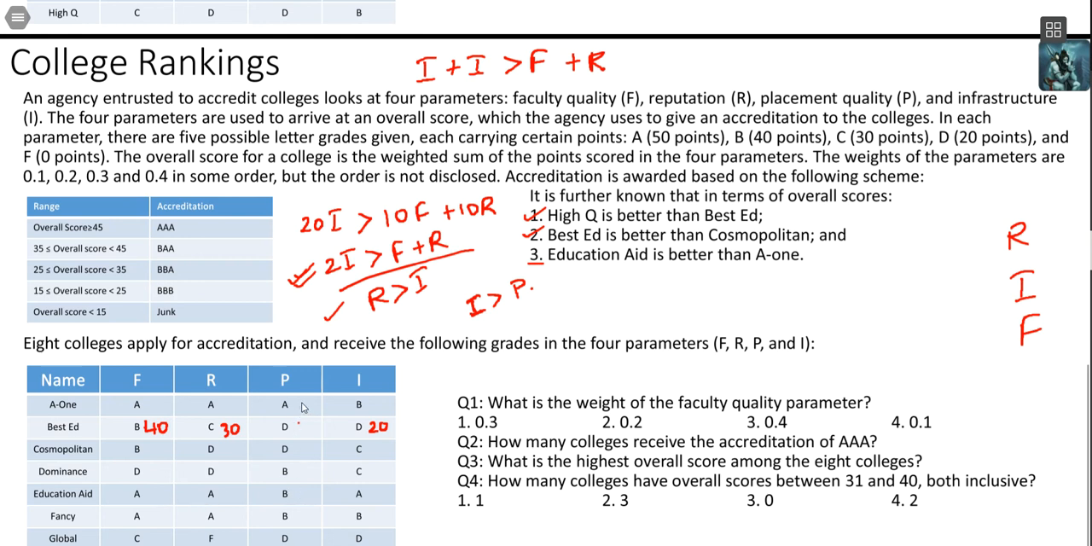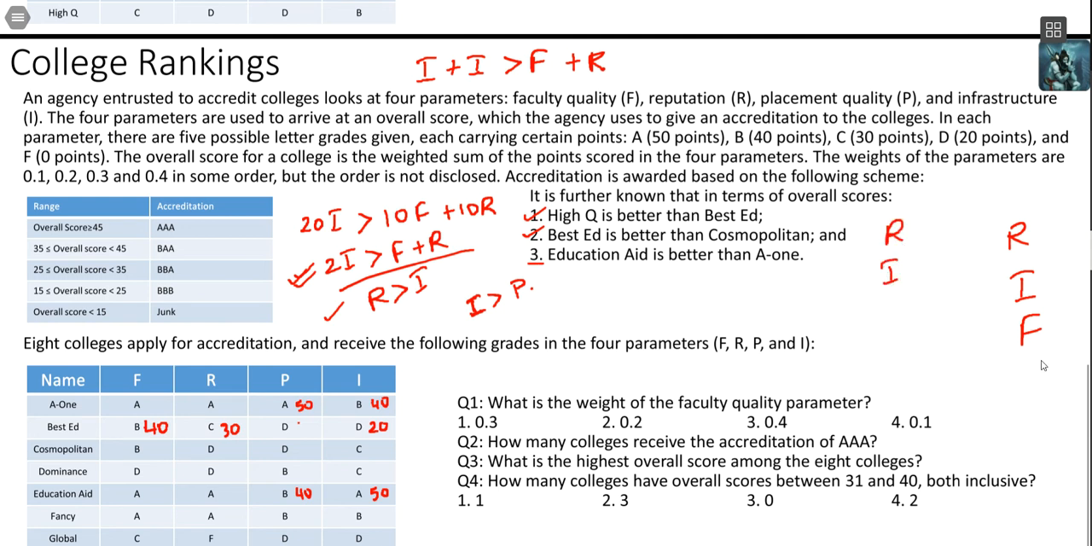P is where? I'm making a mistake. For P, you have 40 here, 50 here, 40 here, 50 here for education aid, and because in I he is ranked better, in P he is ranked worse. Can I say I is greater than P? Okay. If I is greater than P, then I end up with two cases.